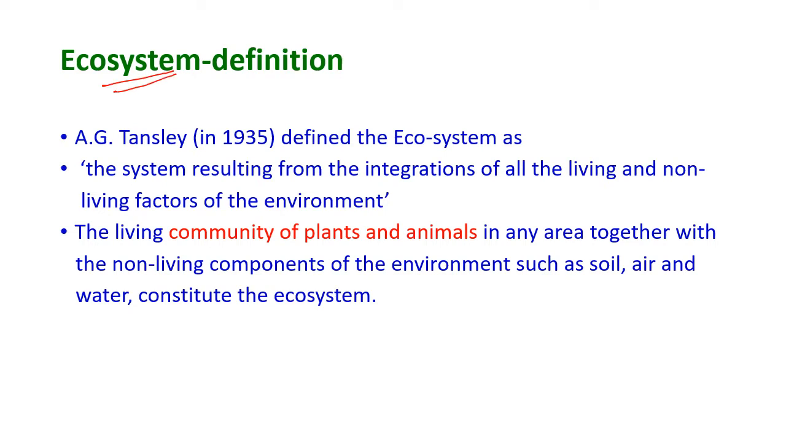A definition of ecosystem. A.G. Tansley defined the ecosystem as the system resulting from the integration of all the living and non-living factors of the environment. So the non-living and living organisms of the environment constitute the ecosystem. The living community of plants and animals in any area, together with the non-living components of the environment such as the soil, air, and water, constitute the ecosystem.